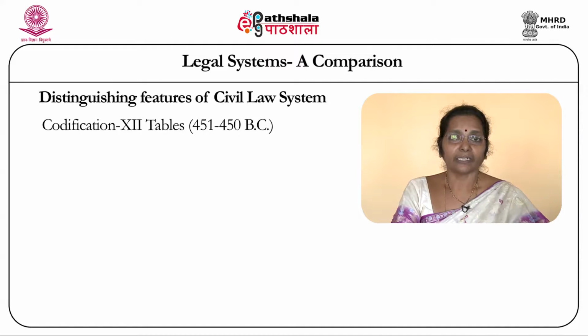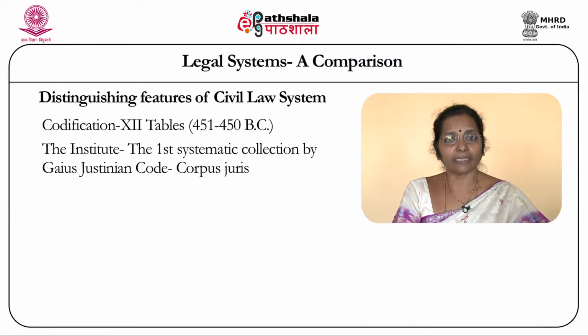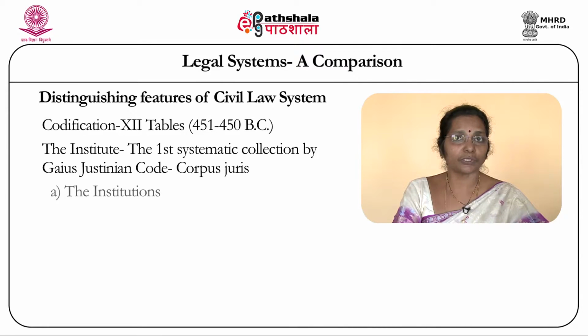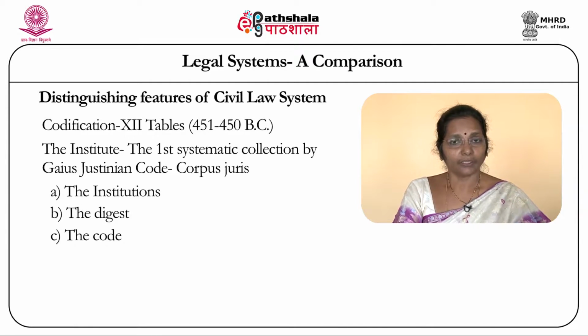If we remember the 12 Tables of Rome, which consist of the customary law of the Romans, which is codified, and subsequently the Institutes, which was the first systematic collection made by Gaius, and the Justinian Code, which we refer to as the Corpus Juris. Now, Justinian was the person who made an attempt to compile all the law into a code, and this consisted of 4 divisions, which included the Institutes, the Digest, the Code, and the Novels.